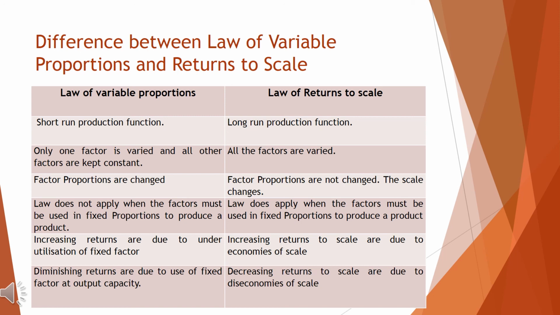In the law of variable proportions, a rational producer will operate in stage 2 with diminishing returns. It is also known as the law of returns to various factors or diminishing returns. In returns to scale, there is no stage which is the best in the long run.